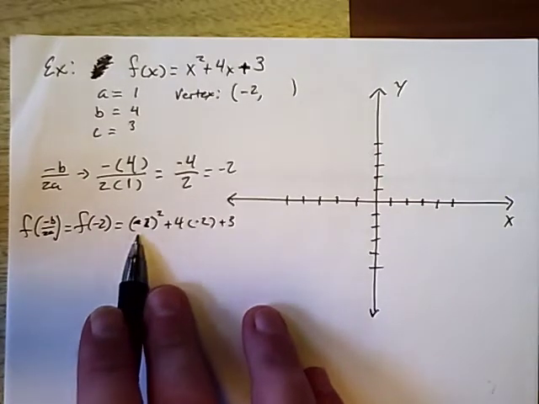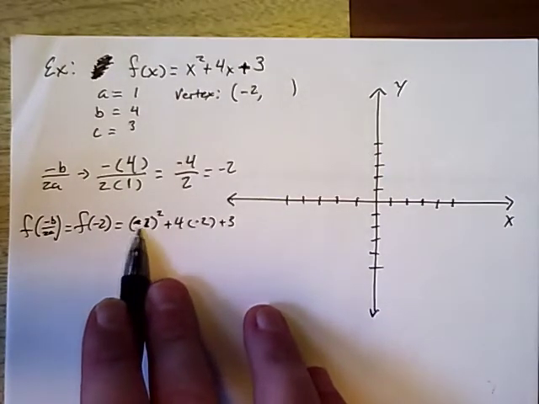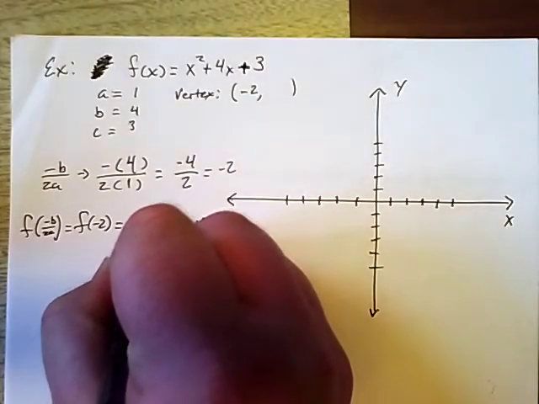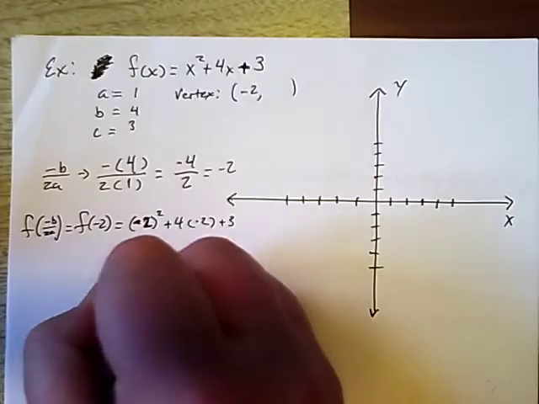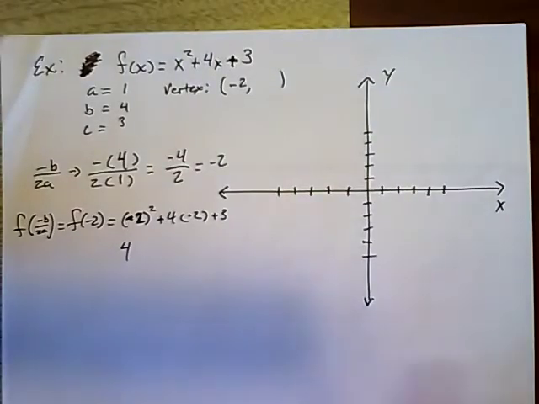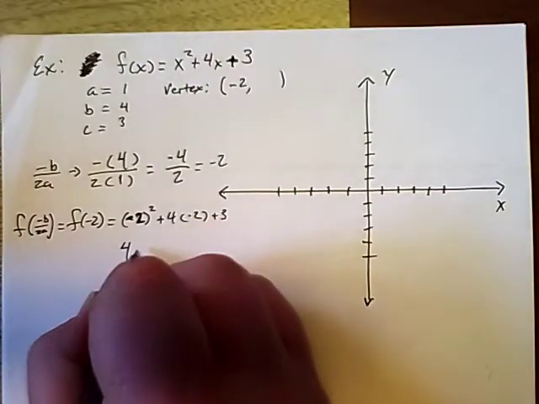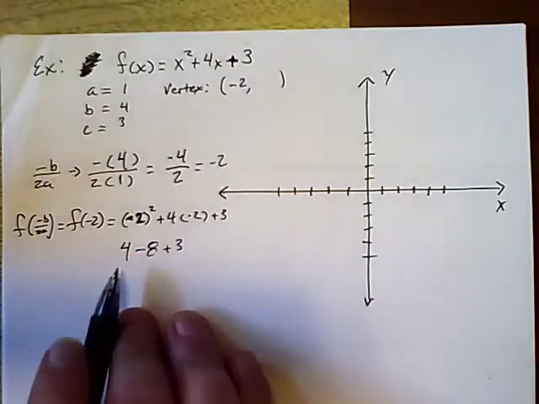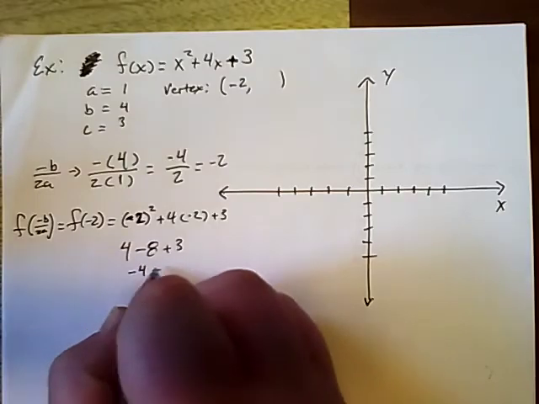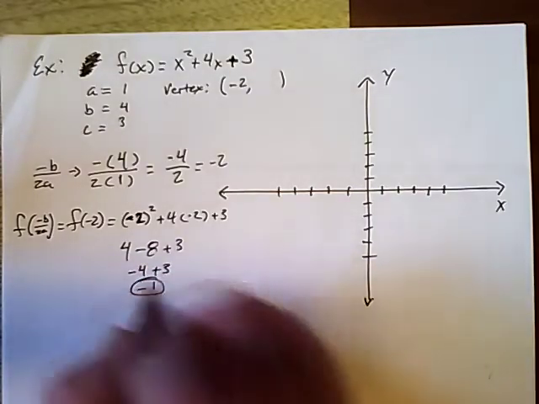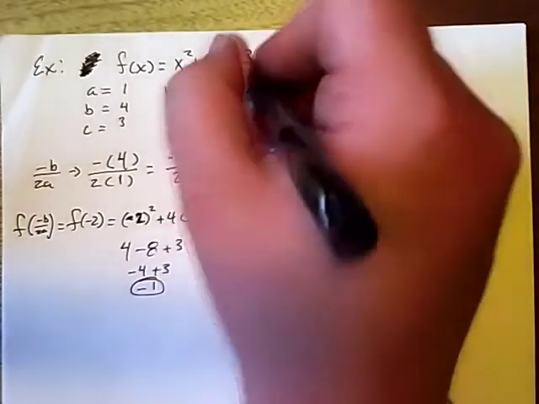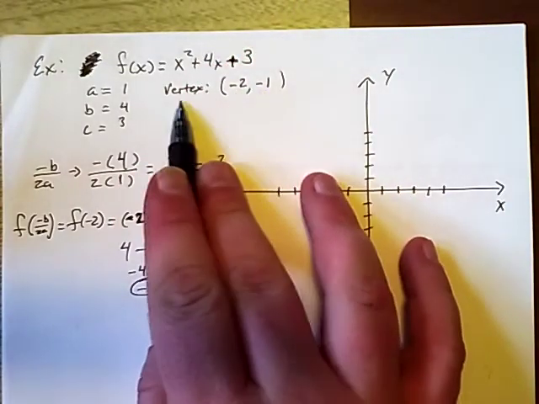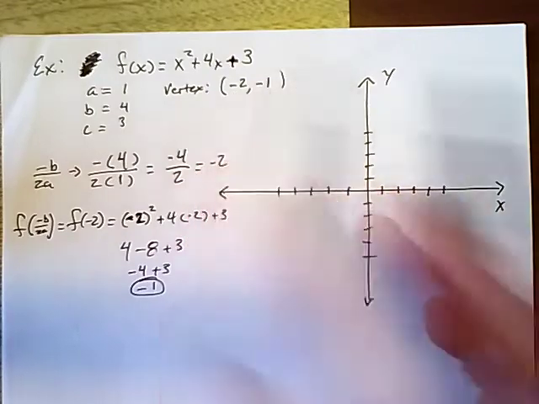Okay? Use parentheses. So, negative 2 squared is negative 2 times negative 2. Yes, that's a 2. And negative 2 squared is a positive 4. And then we have 4 times negative 2, which is negative 8, and plus 3. 4 minus 8 is negative 4, and negative 4 plus 3 is negative 1. So now I know my k value, right? My vertex in h comma k, my vertex is negative 2 comma negative 1.